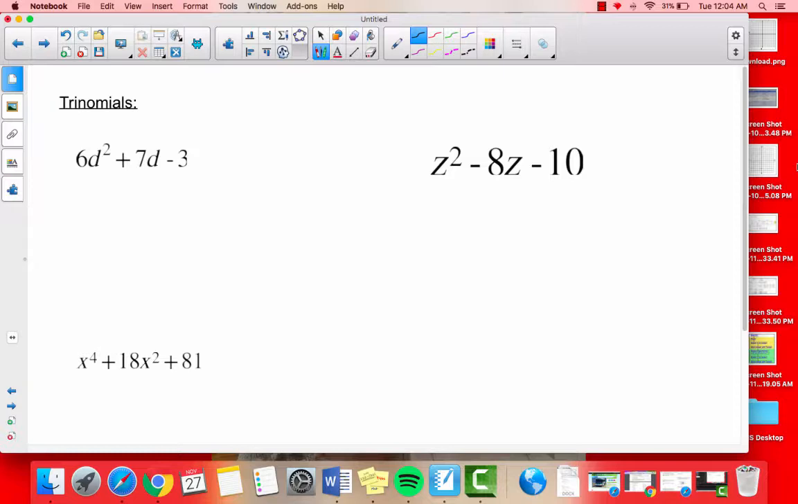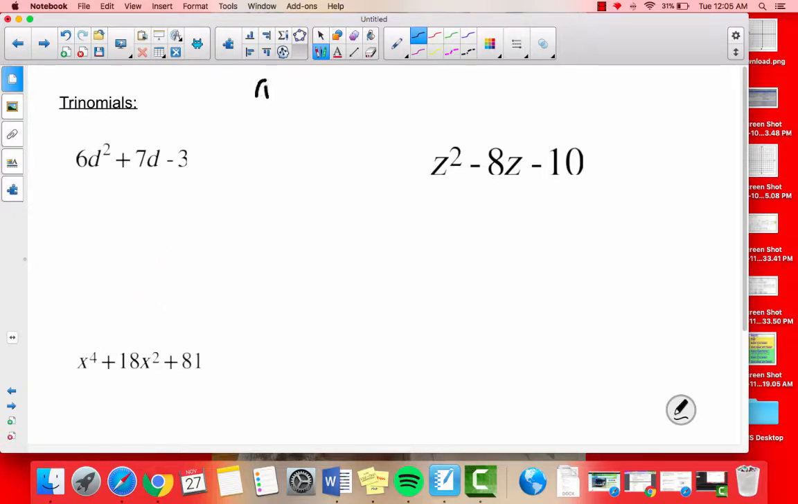Hopefully these will seem familiar to you because they're going to be very similar methods as what we did in our quadratics chapter, where we were factoring our quadratic equations. The only difference is you might have a couple examples where we've got some higher degrees. Let's go ahead and get started with the first example here. We have 6d squared plus 7d minus 3, and I want us to factor that.